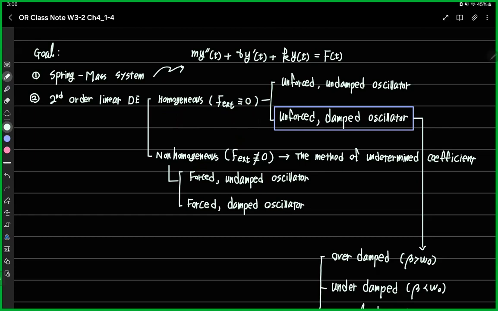And then in mechanics, we can classify the homogeneous case as the unforced, undamped oscillator, and the unforced, damped oscillator. Unforced means that the external force is zero. Undamped means that gamma is zero, or you can say no damping force is acting on the object. Damped means that gamma y prime is involved in the system.